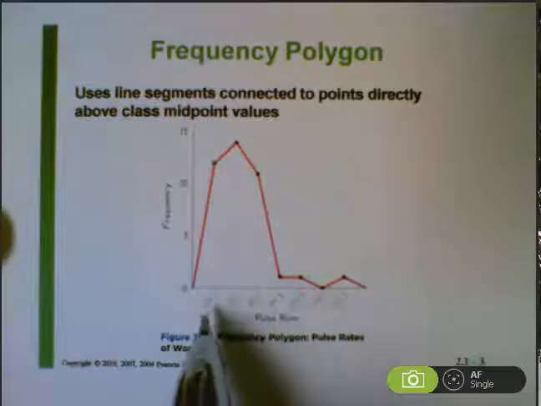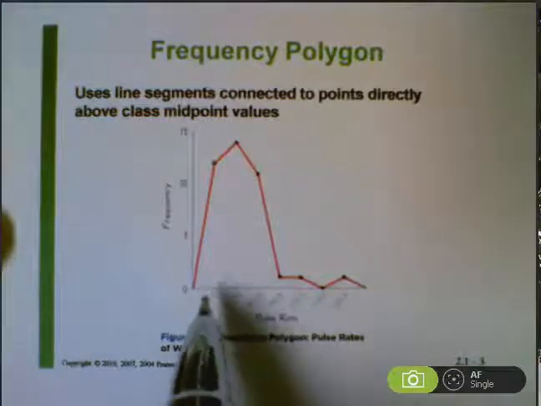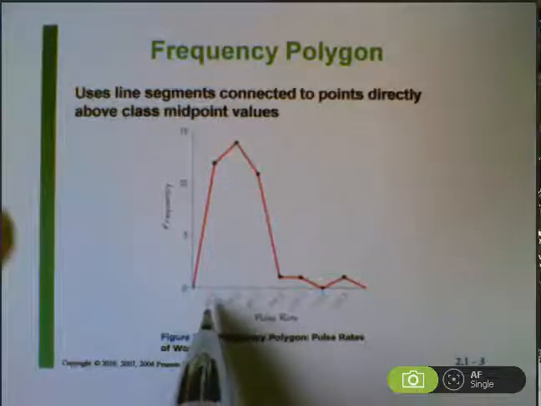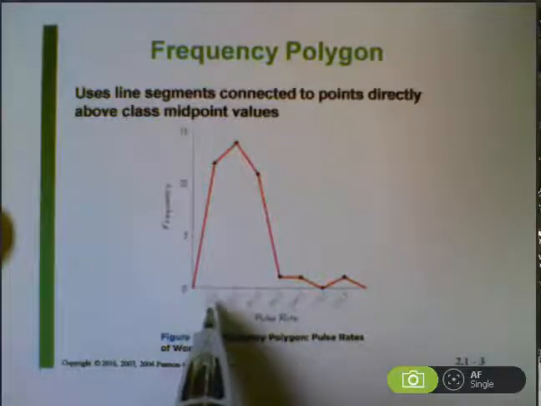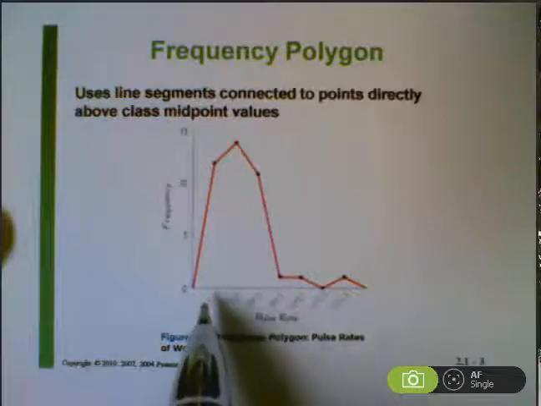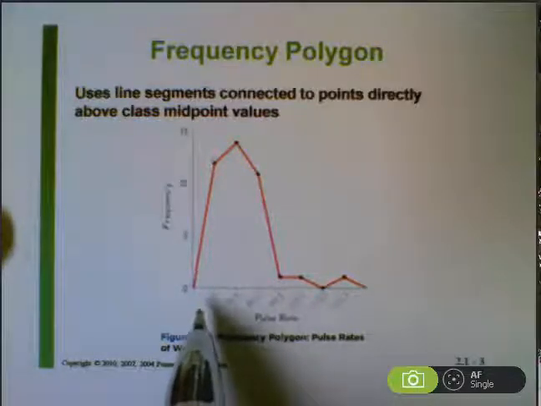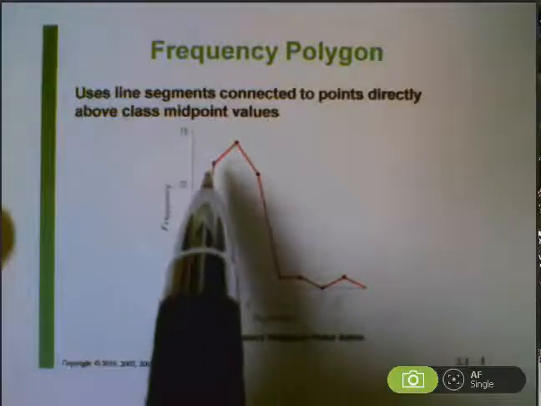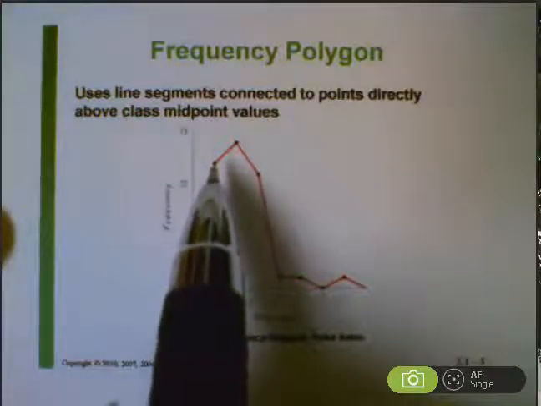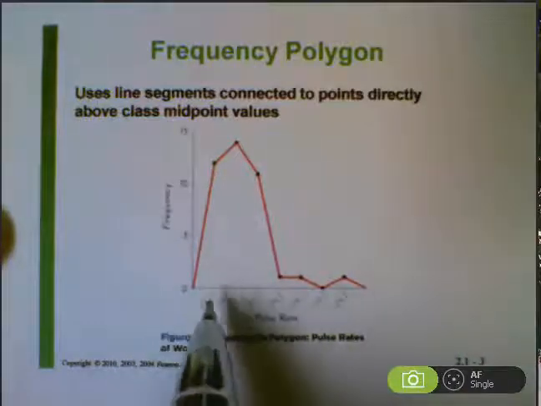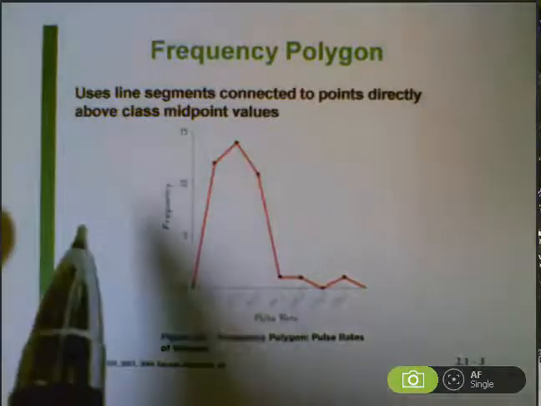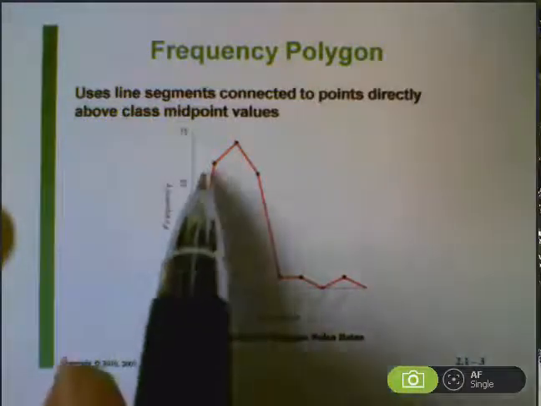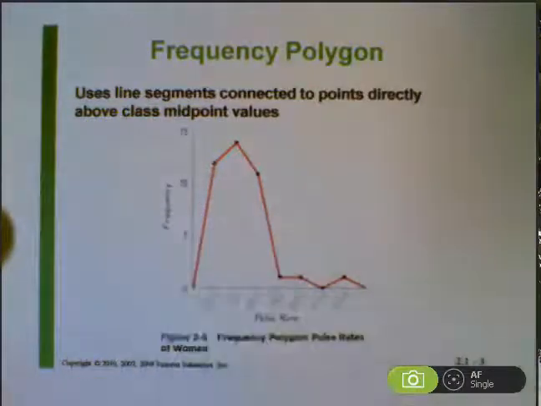This first number on the horizontal axis would be the class of pulse rates that has 64.5 as its midpoint. I think that class went from 60 to 69, women who have pulse rates between 60 and 69, and there were about 12 women who had that pulse rate. For a frequency histogram, we would have drawn a rectangle that high. For a frequency polygon, we just plot that point and then draw a line segment to it.